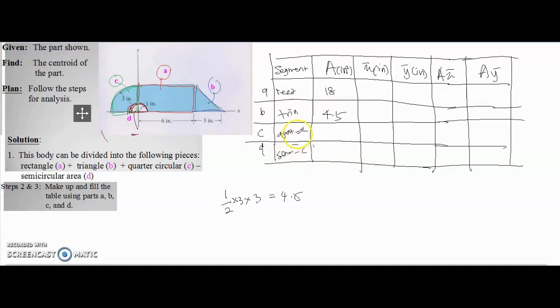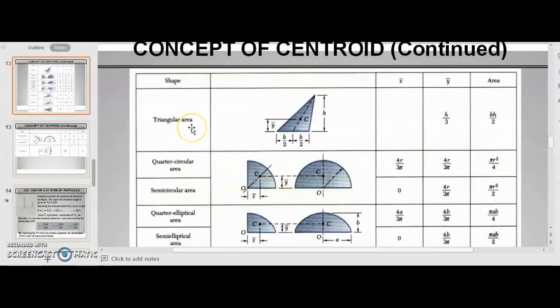The next one is to calculate the quarter circular area. How do we calculate it? You can refer to the previous slide, lecture 19, which has the formula. For a quarter, it is pi r squared over 4. For a semicircular, it is pi r squared over 2. We're going to use these two equations to calculate the semicircular and quarter circular segments.